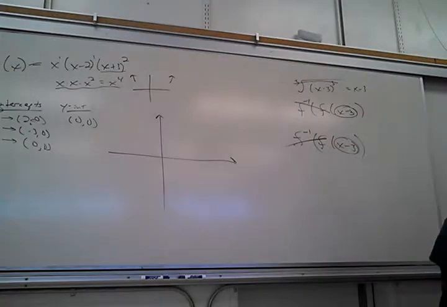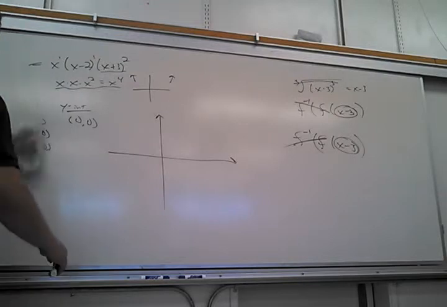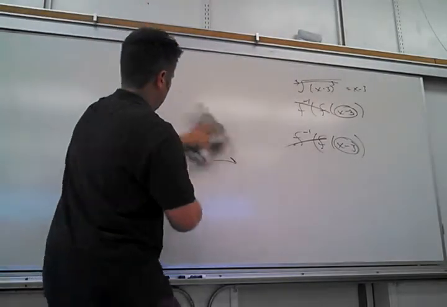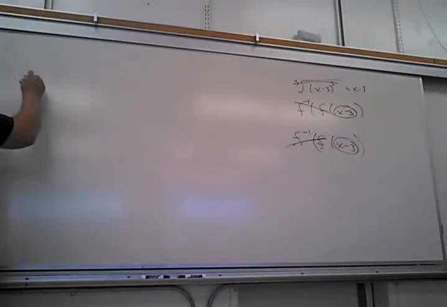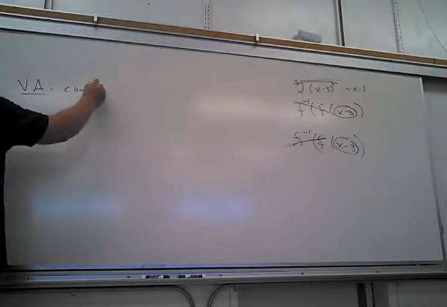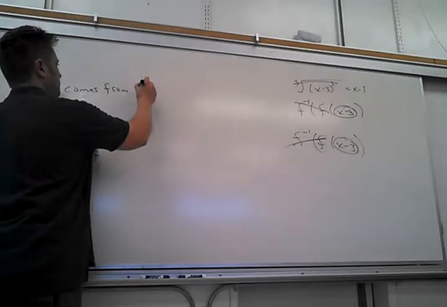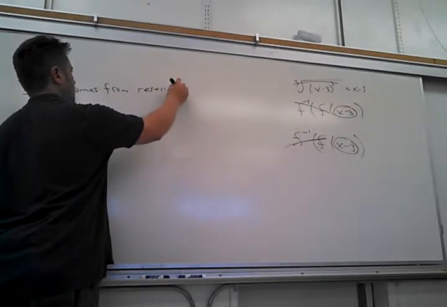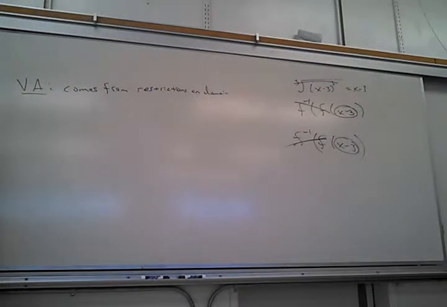So the vertical asymptotes will always come from where? From values x can't be. Good. It comes from the domain, from restrictions on the domain. Right. Now some of those restrictions might not be vertical asymptotes. They might just be dots, open circles. I like it. That's the last question on the practice test.